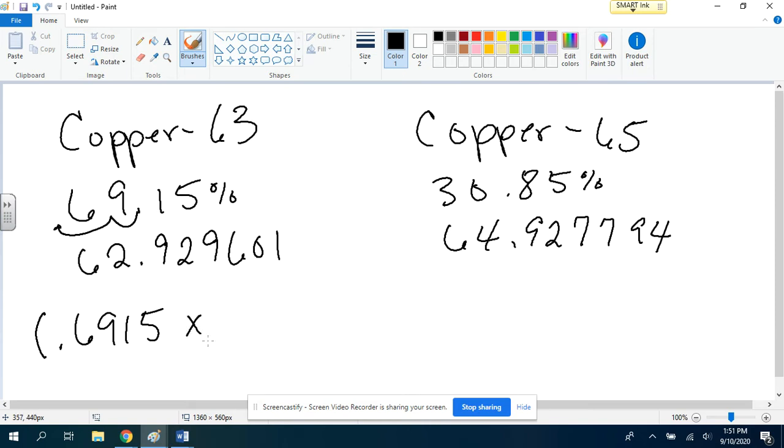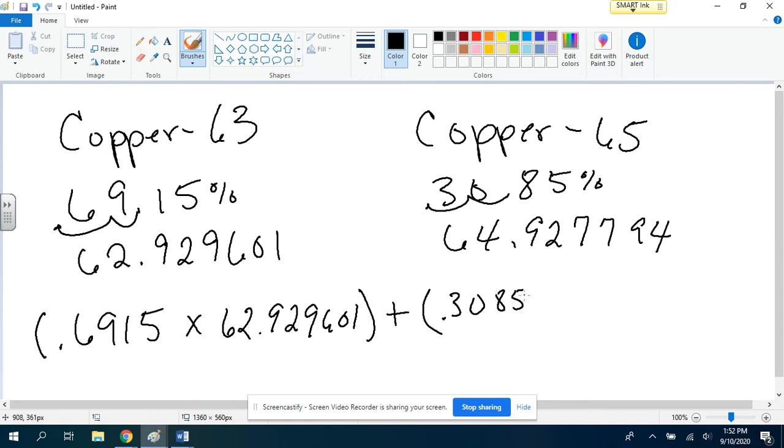Times, you're going to multiply them, the mass. So it's the percent abundance times the mass. And here's our mass right here. So I'm going to plug that in here. And this is for this one isotope. Okay. All right. So parentheses mean do this first. So these go together. All right. Plus, and then again, I need to move this 2 places this way in order to use it. So 0.3085. Got to move that decimal 2 places to the left.